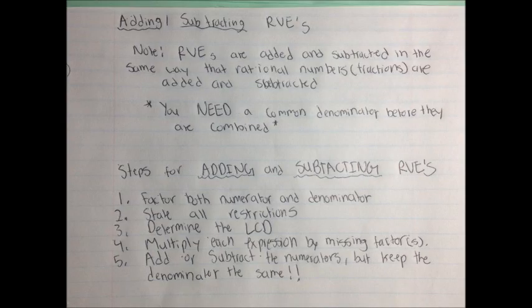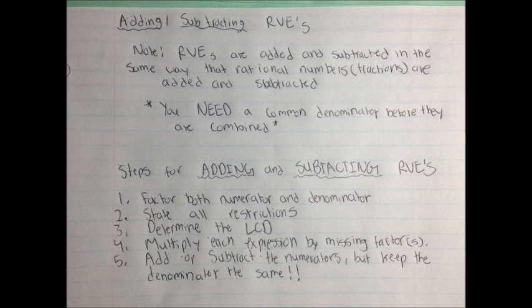Okay, so here we have adding and subtracting RVEs. So as I said earlier, RVEs are added and subtracted in the same way that rational numbers, or commonly known as fractions, are added and subtracted. And the key thing to remember is that you need a common denominator before you combine the two fractions, whether it's adding or subtracting. So you always need a common denominator.